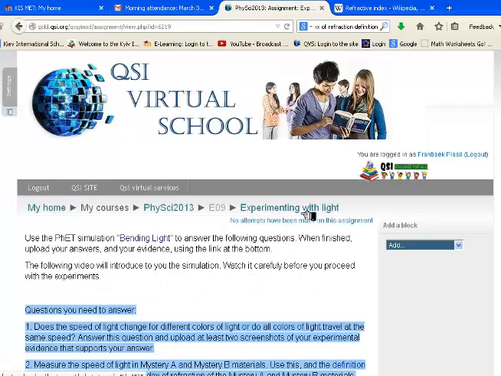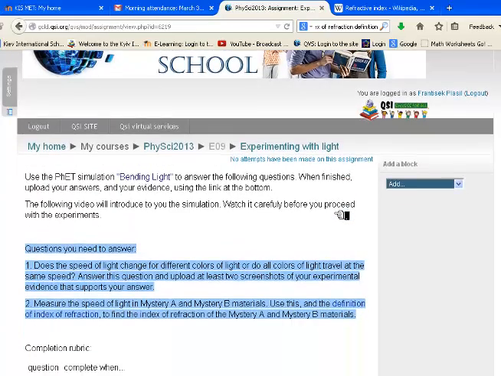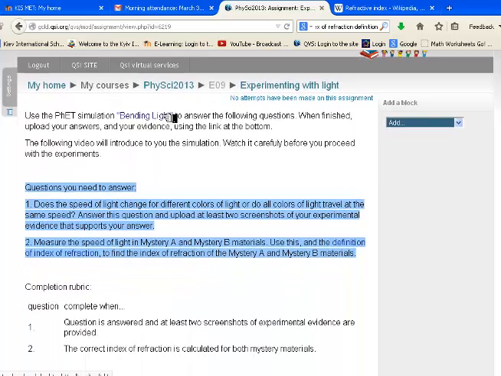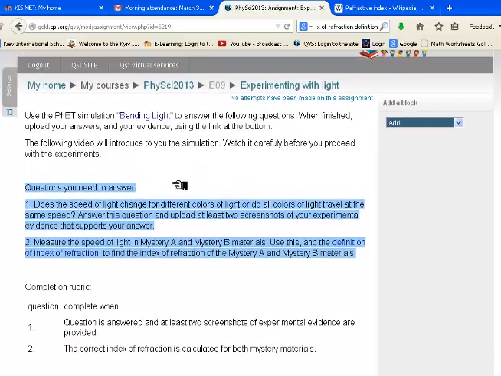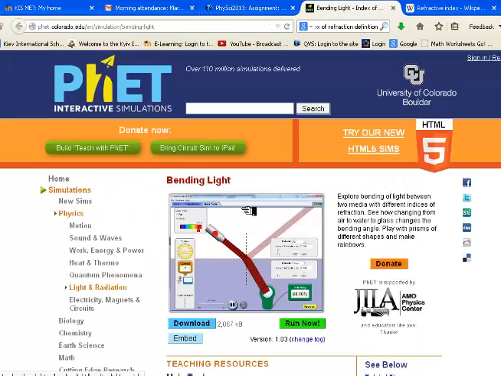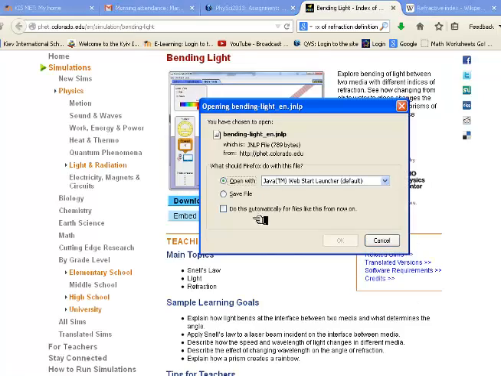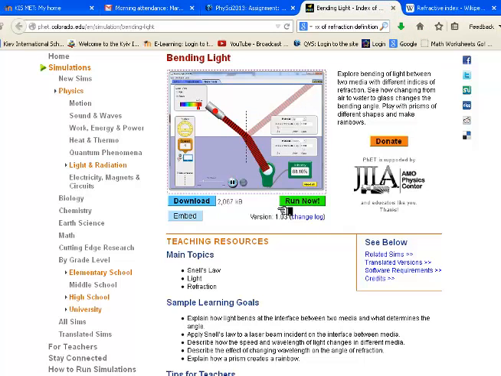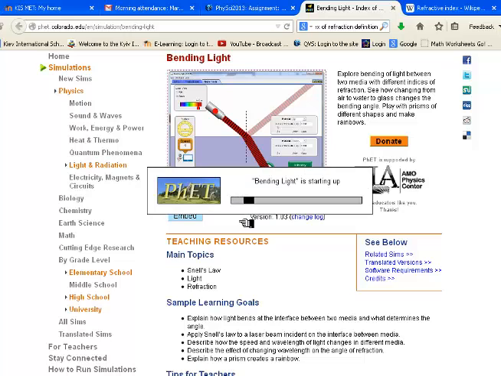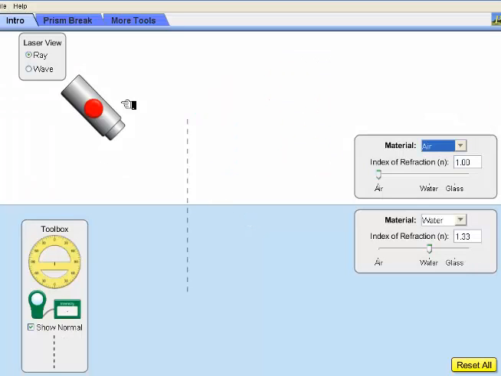It asks you to use a PhET simulation called Bending Light to find some things about how light travels through different materials. So when you click on the simulation and open it, let's see, it should open soon in here. Okay, so this is what you will see.